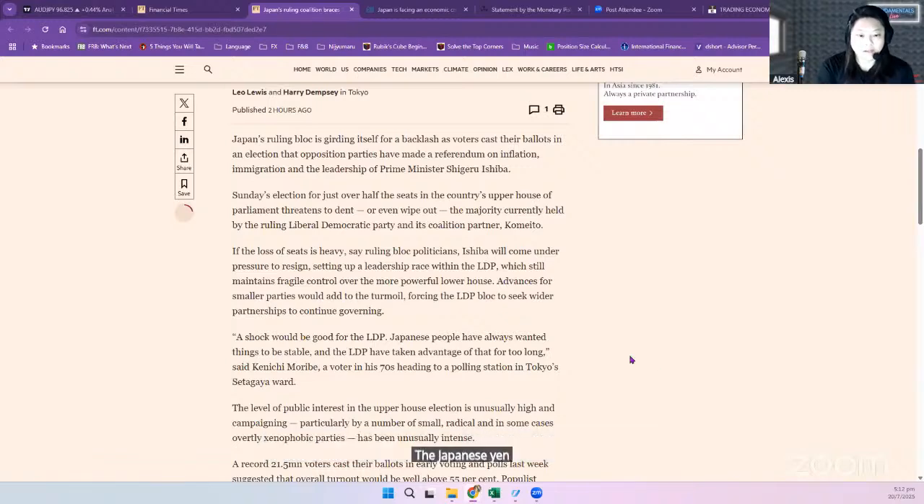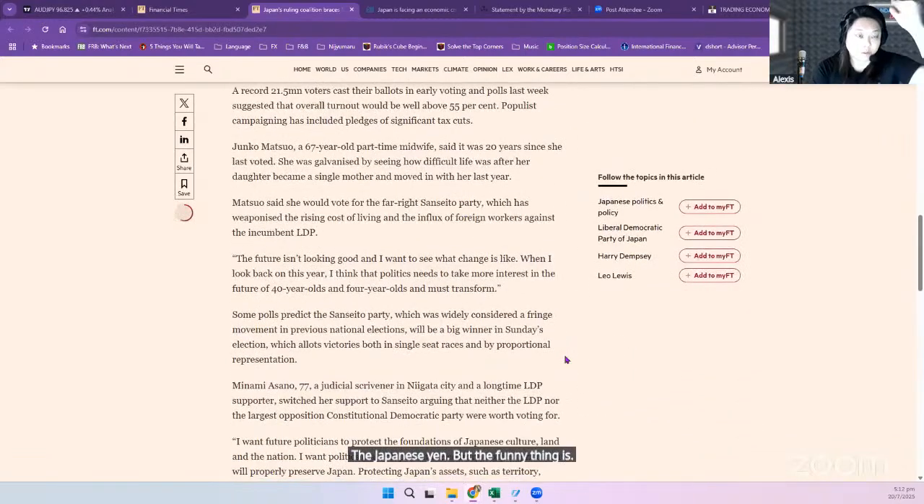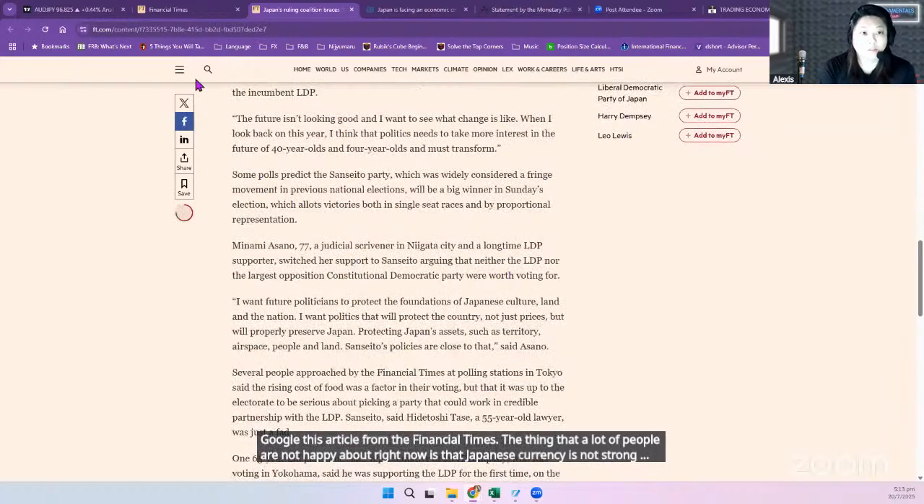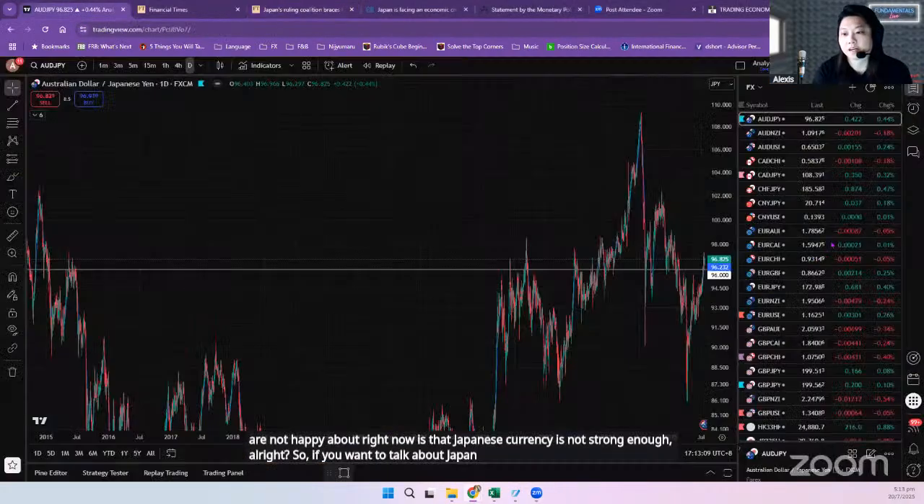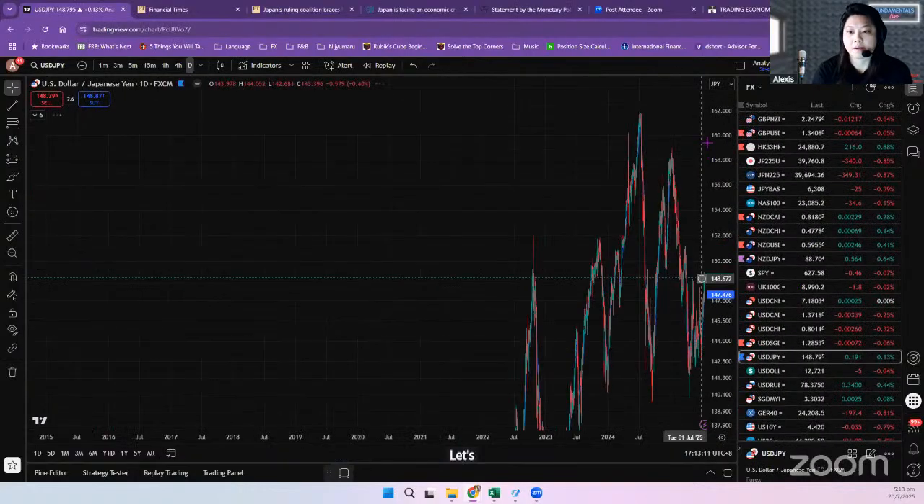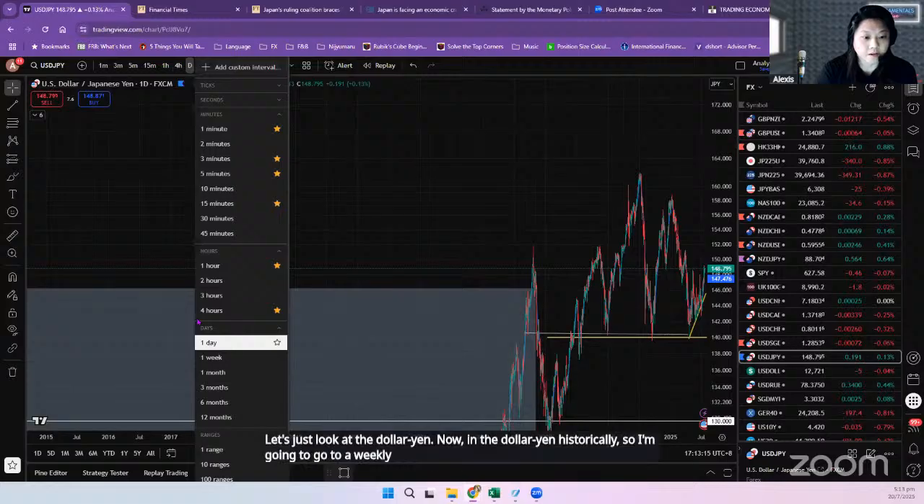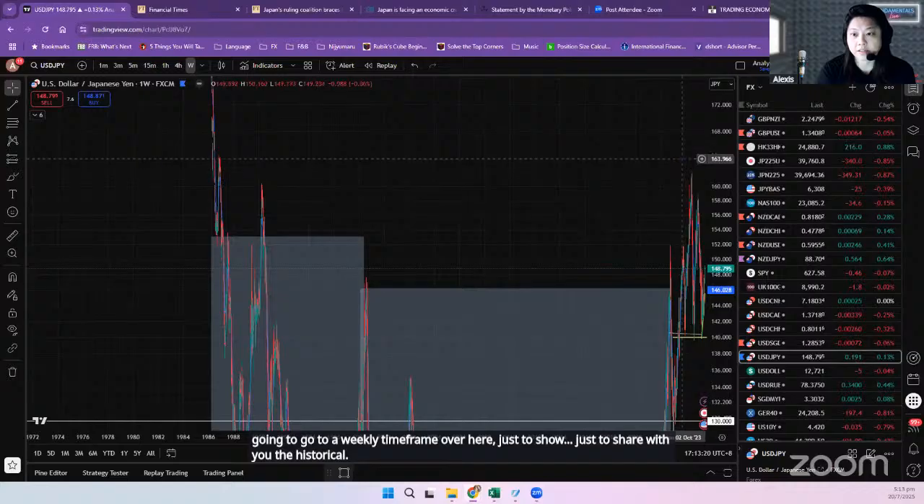But the funny thing is, in this article from the Financial Times, which you can Google, a lot of people are not happy right now because the Japanese currency is not strong enough. If you want to talk about the Japanese yen, let's look at the dollar yen. I'm going to go to a weekly time frame to share the historical levels.